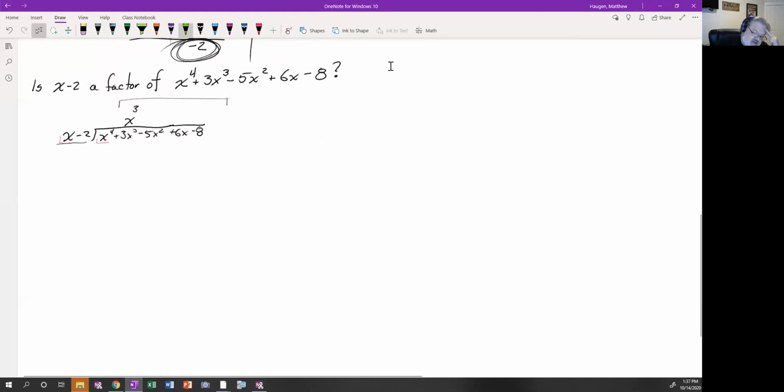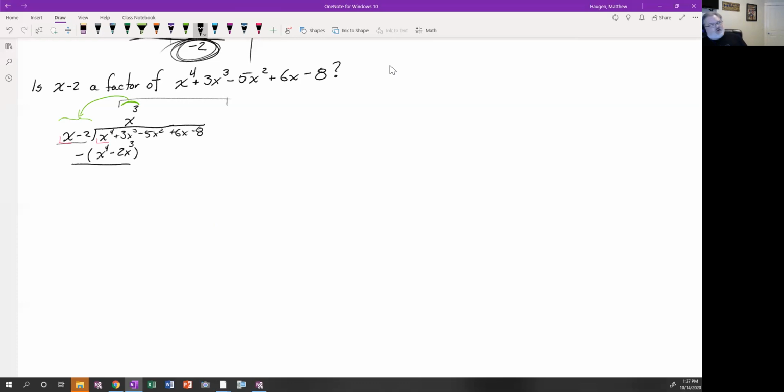Now, when we do our actual multiplication, we have to remember to multiply that x to the third by our entire divisor. So that x to the third times x is our x to the fourth. And then our -2 times x to the third, -2x to the fourth. And just like our normal division, we then have to subtract those.